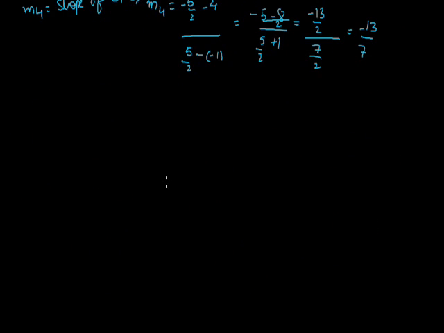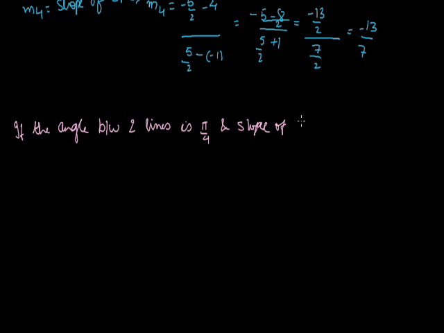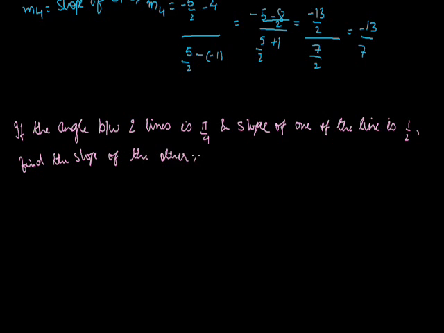Similarly, last question today, we shall see that if the angle between two lines is pi by 4 and the slope of one of the lines is 1 by 2, then find the slope of the other line. So we had already seen a formula pertaining to the angle between two lines.